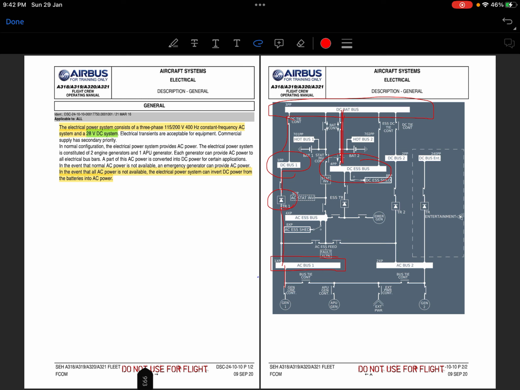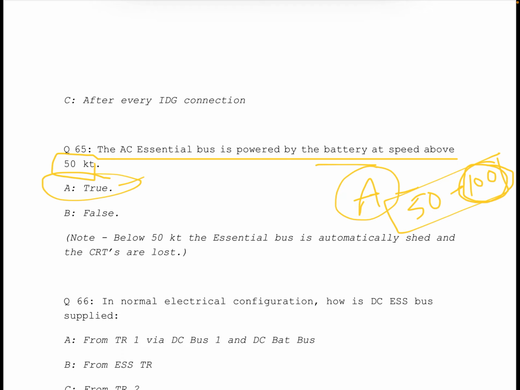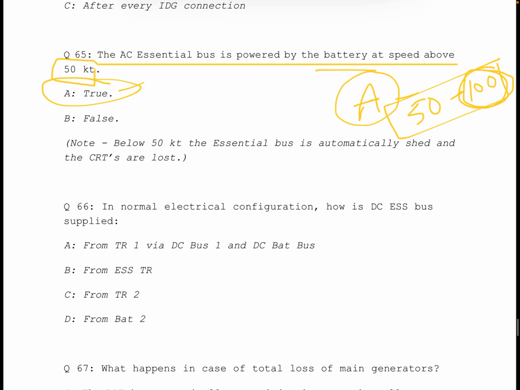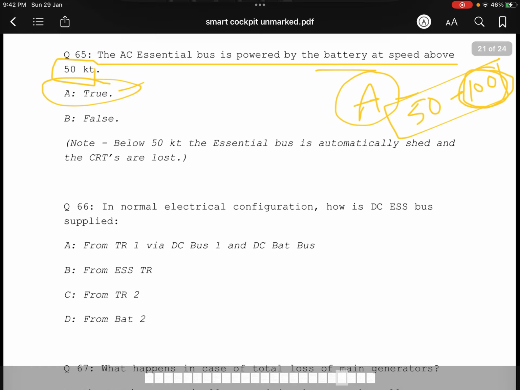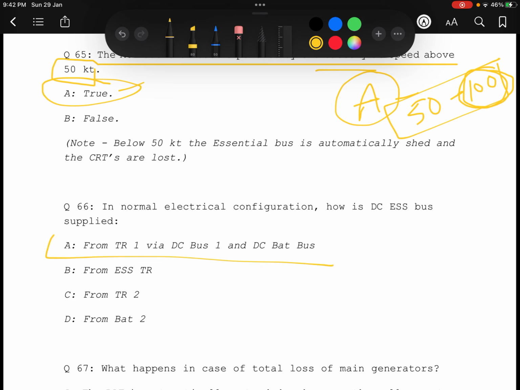Here it goes like this, correct? Done. So from TR1 via DC bus 1 and DC bat bus. So alpha is correct.